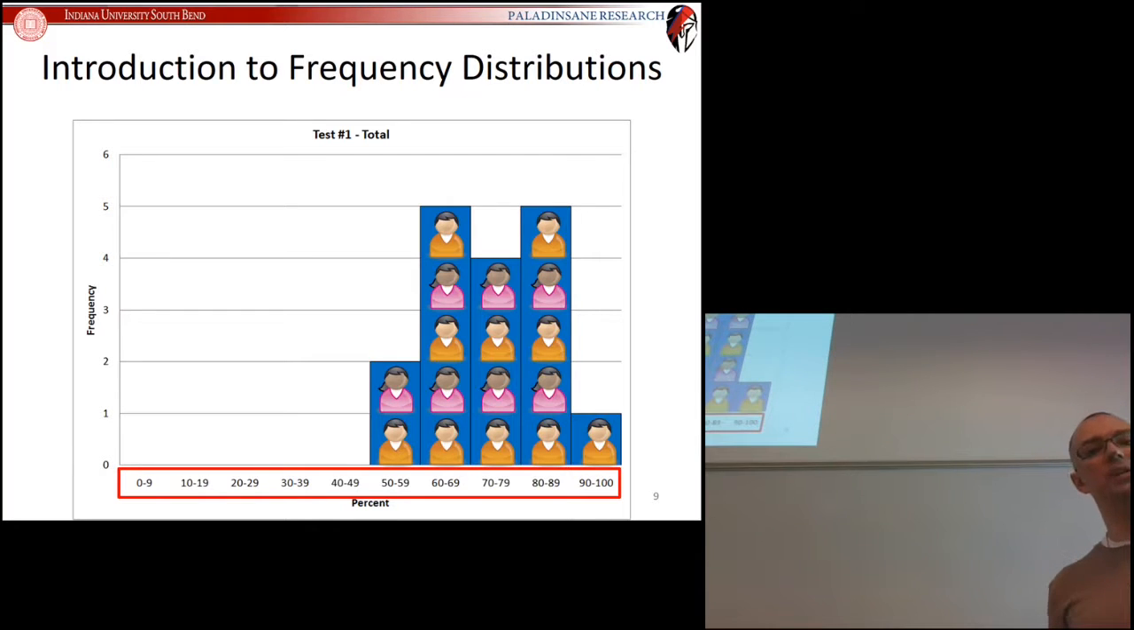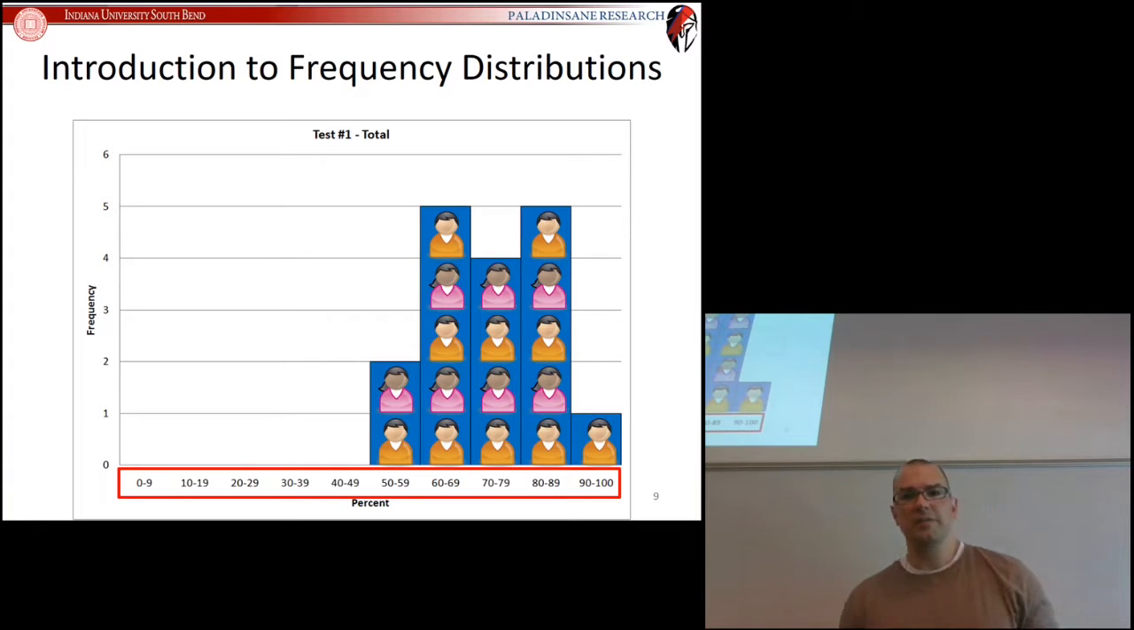So a frequency distribution allows us to organize our scores by how many individuals achieved a particular score, or in this case, a range of scores. And notice that it also very effectively communicates the fact that nobody is living in these apartments over here, so nobody scored anywhere between 0 to 9 up to 40 to 49.